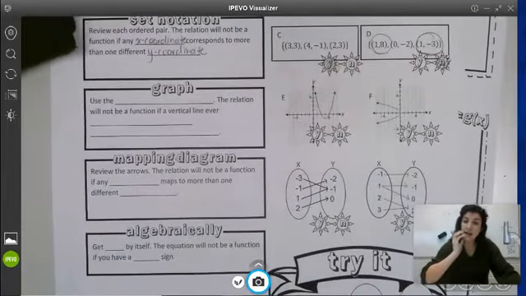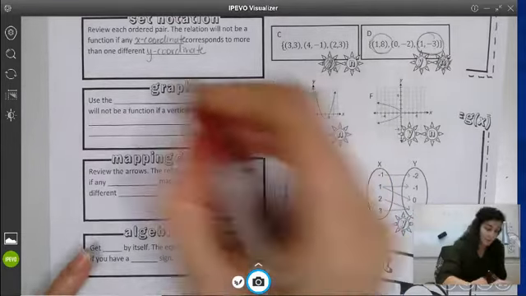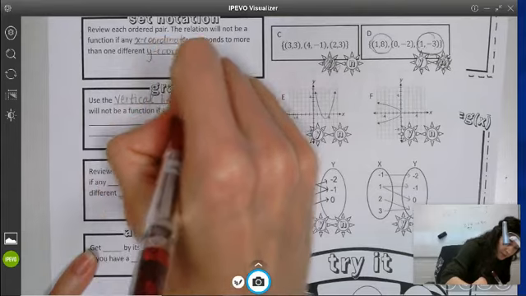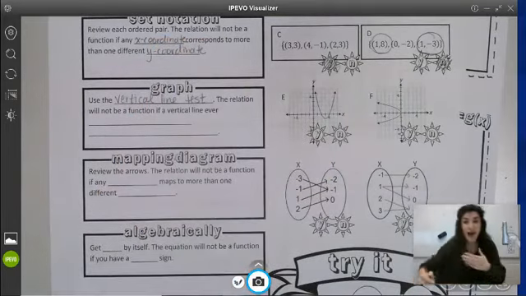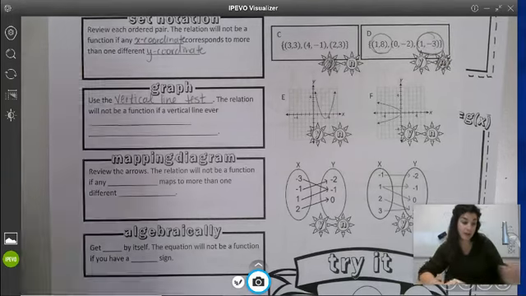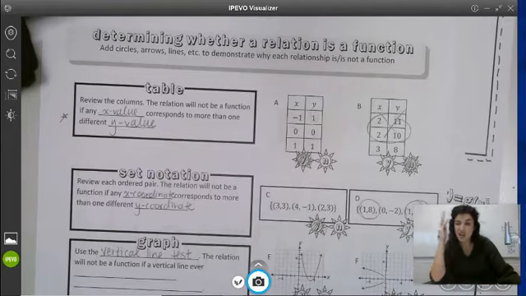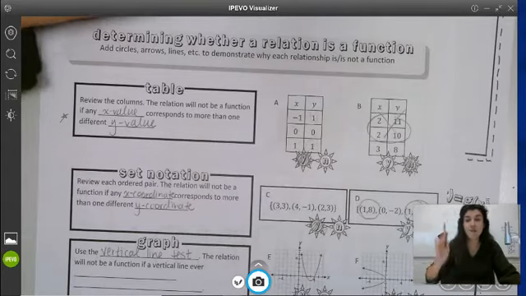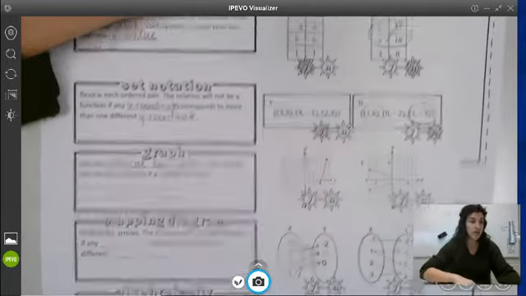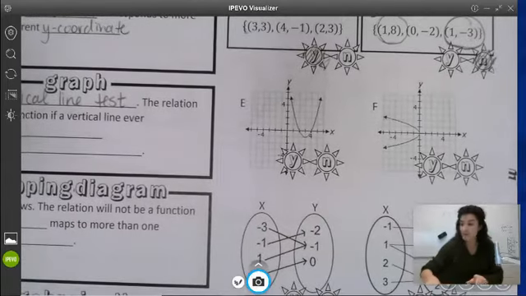The next way we could be given a relation is by a graph. We are going to use something called the vertical line test. If you are a visual person, and I'm a visual person, this is how I think of a function every single time. When I'm looking at these tables, when I'm looking at the points, when I'm trying to remember what makes a function and what doesn't, I think of the vertical line test. Because the vertical line test is a way for you to check: does an x value go to more than one y value?